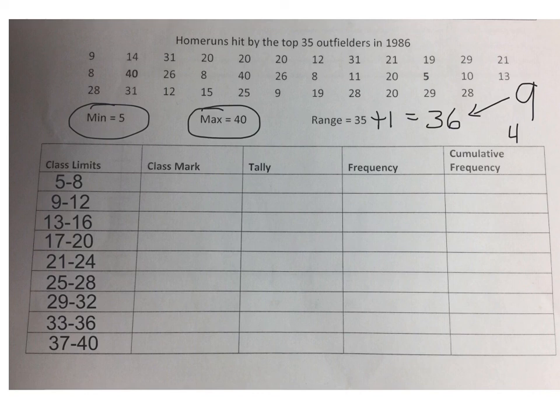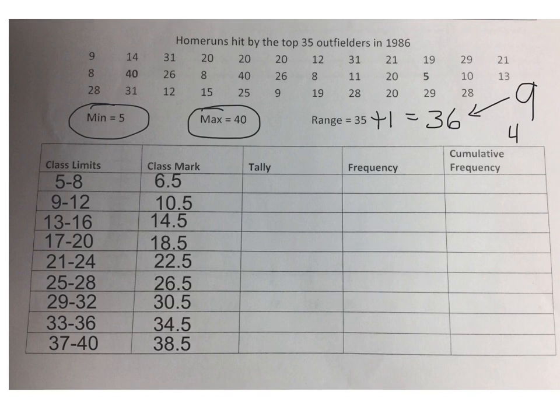So our first one is going to be 6.5. Our second one is going to be 10.5. And so on and so forth down the list. So again, pause the video and go ahead and fill those in. And now we have our class marks, which is essentially the median or the average of the class limit, the middle of the class limit.